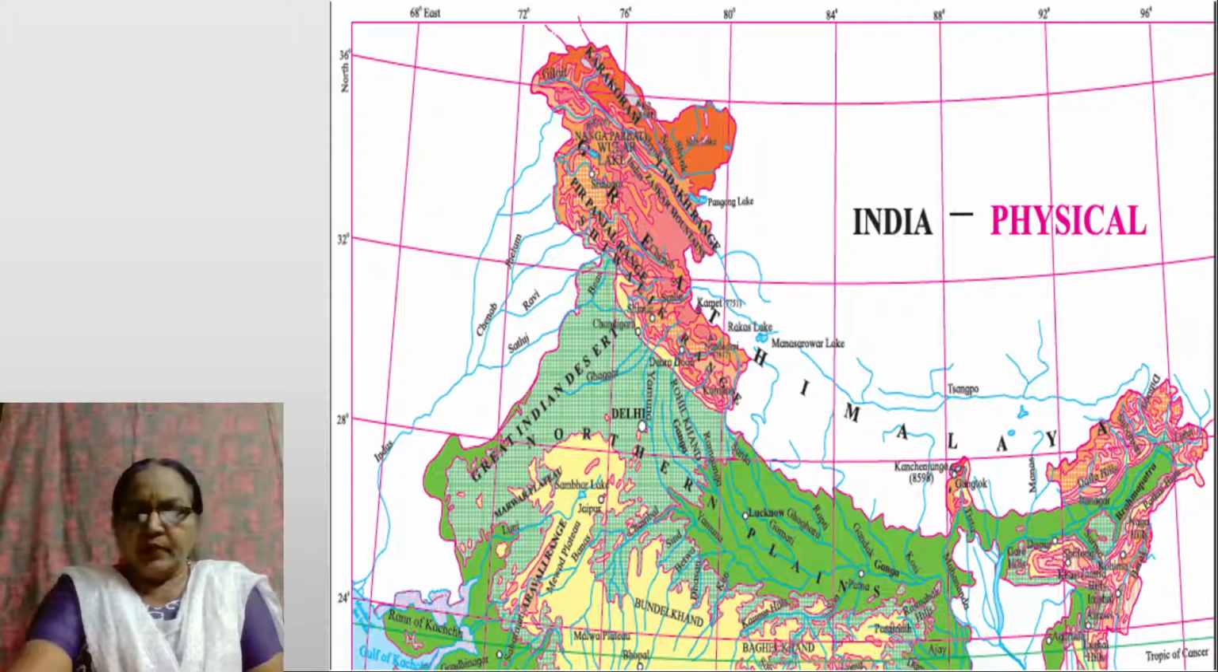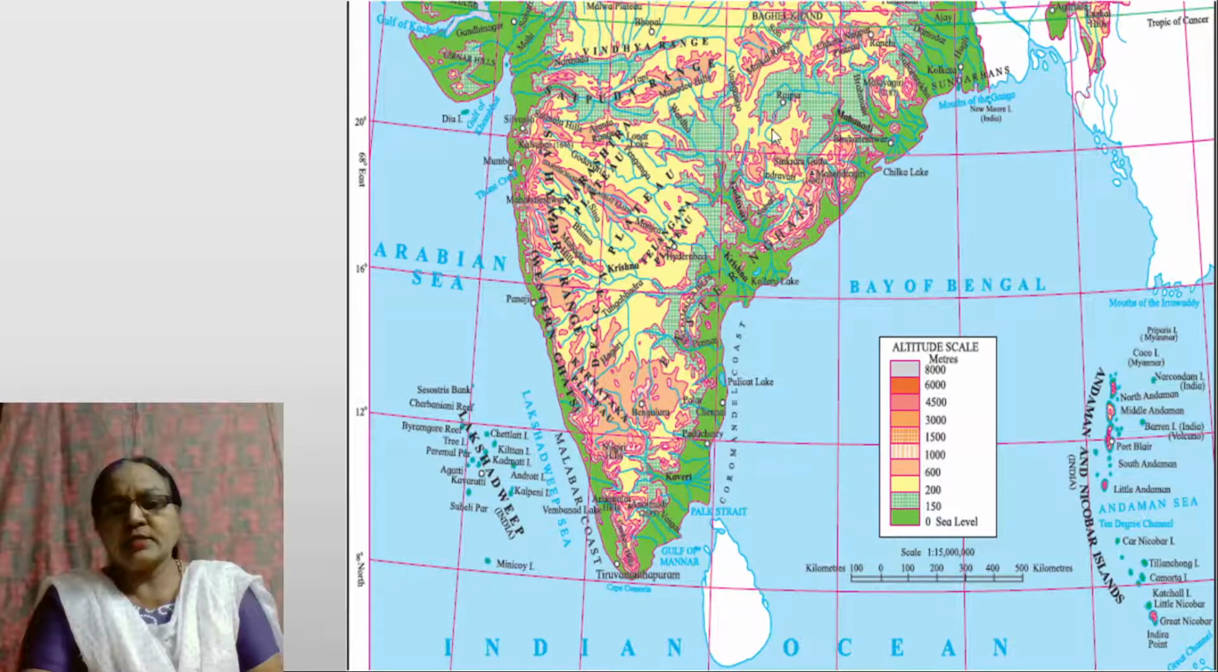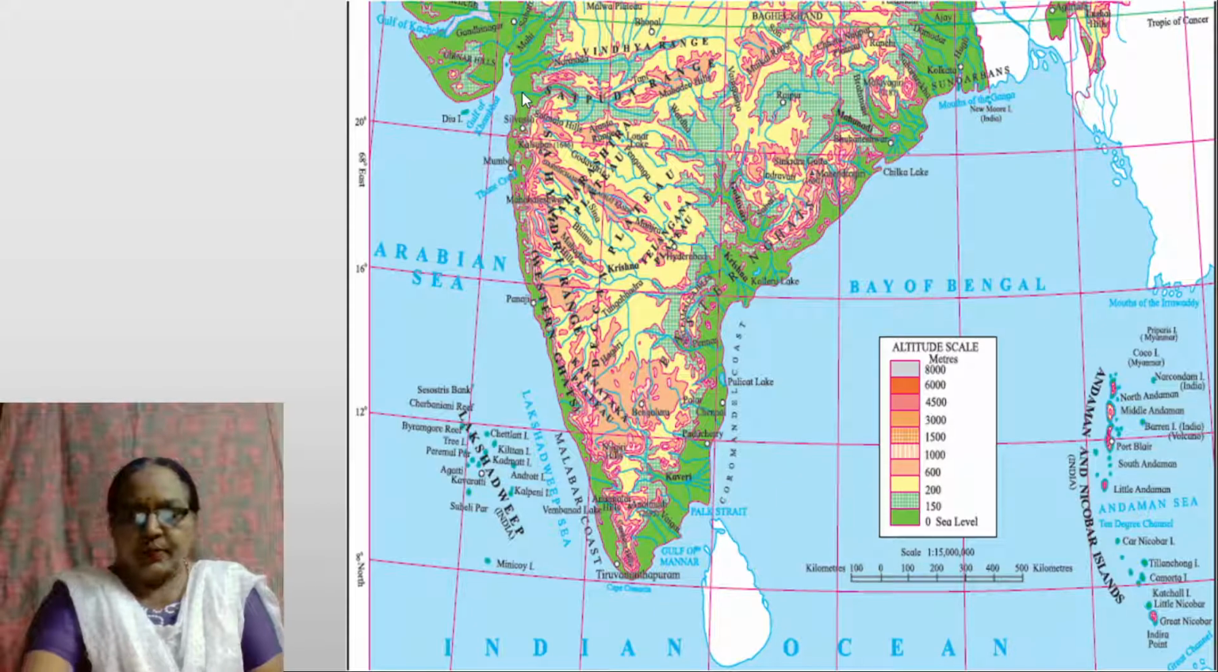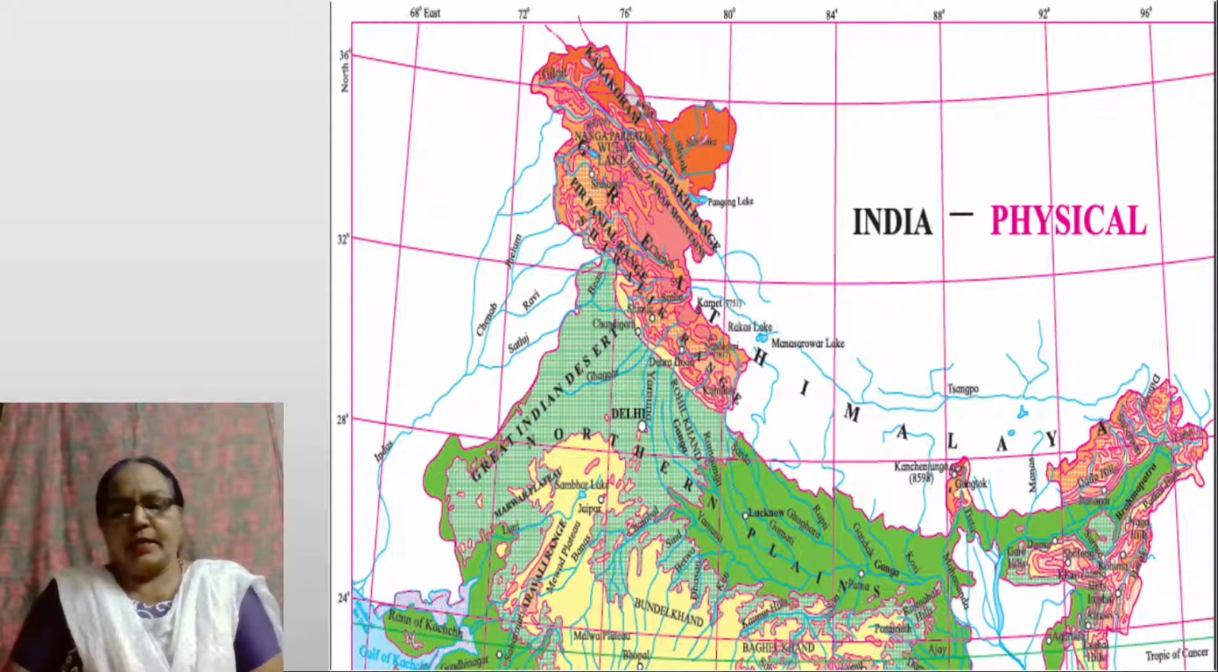Okay, now, so here you can find the coastal plains. Okay, we have the eastern coastal plain and the western coastal plain. Okay, now let's move over to the Himalayas.